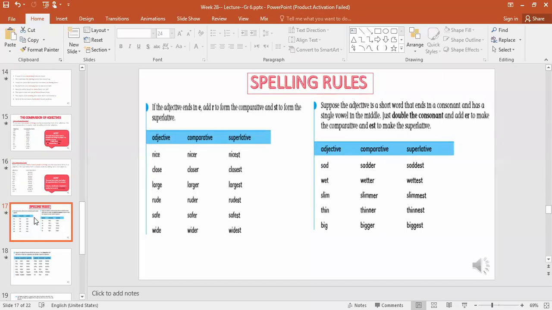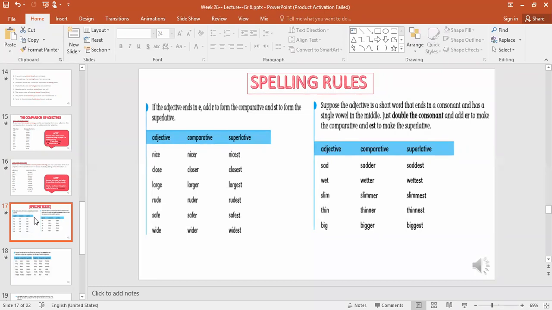Suppose that the adjective is a short word, a small word, like sad, wet, slim, thin, big, meaning one syllable words, that end in a consonant and have a single vowel in the middle. Just double the consonant and then add ER or EST. For example, sad, sadder, saddest, I have to double the last consonant, double D. Wet, double T, slim, double M, thin, double N, big, double G, and so on.